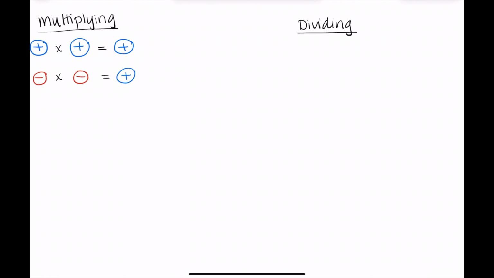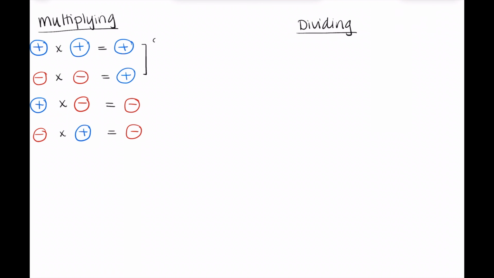So to start, we're going to write out our multiplication and division rules. I'm going to do them side by side so we can compare them easily. When we multiply a positive number times a positive number, we get a positive answer. When we multiply a negative number times a negative number, we get a positive answer. If we multiply a positive number times a negative number, we will get a negative answer. And for the last combination, a negative number times a positive number would also give us a negative answer.